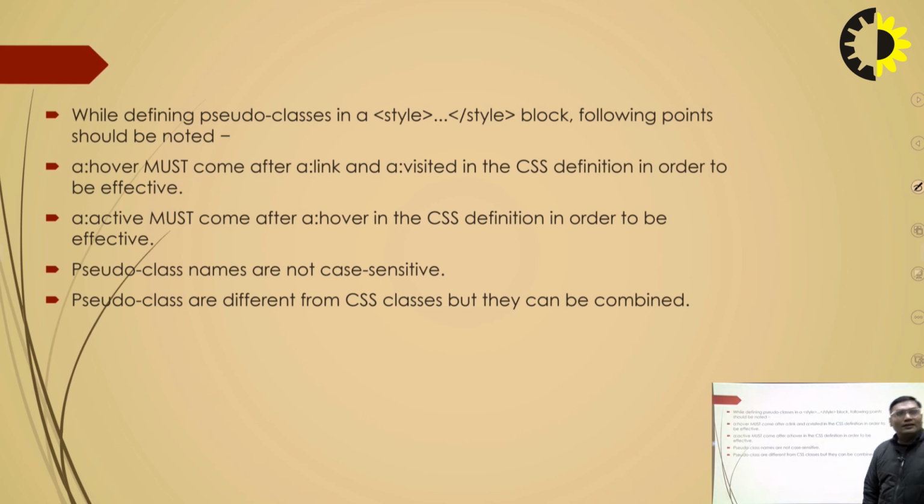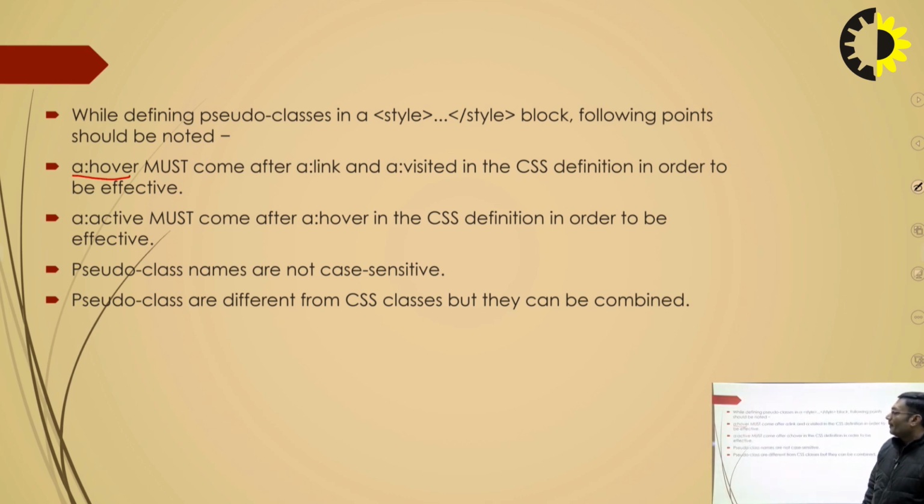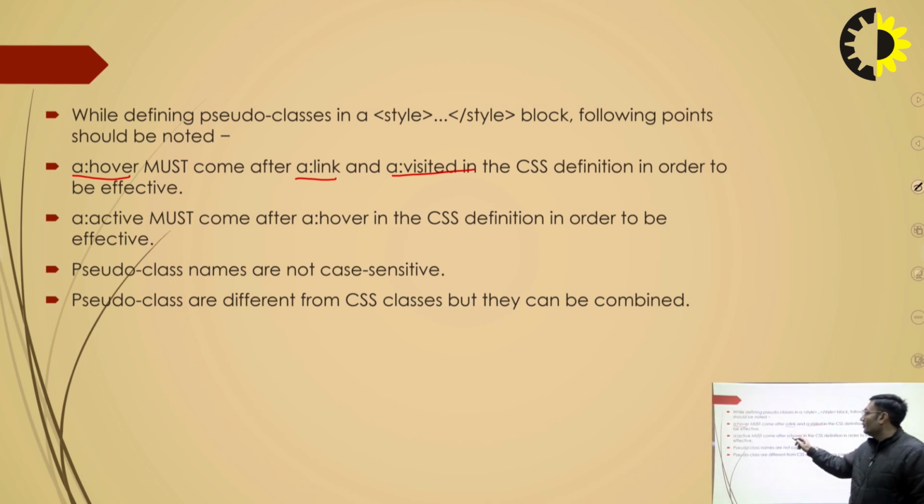So when we are using pseudo classes, there are some points that we want to keep in mind. If we are using a colon hover pseudo class, then it must come after colon link and colon visited. So the ordering of writing should be clear. If we are using colon active, it must come after colon hover in the CSS definition in order to be effective.